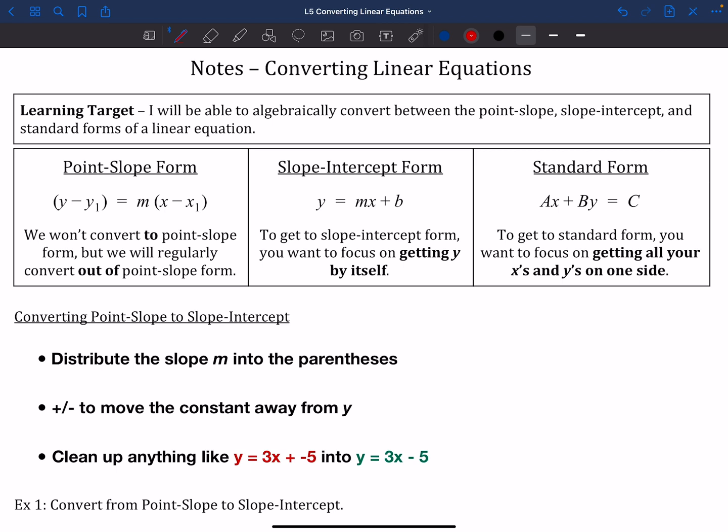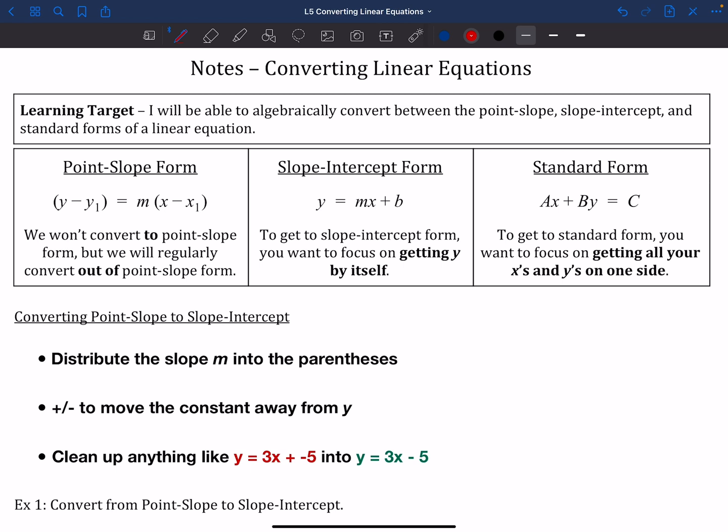Up top, we're just recapping what they are. Point-slope form looks like y minus y1 equals m times x minus x1 in parentheses. We won't often convert to point-slope form, because it's usually the one we start with if we're grabbing information from a graph. But pretty frequently we're going to convert out of point-slope form. Slope-intercept in the middle is y equals mx plus b, everybody's favorite.